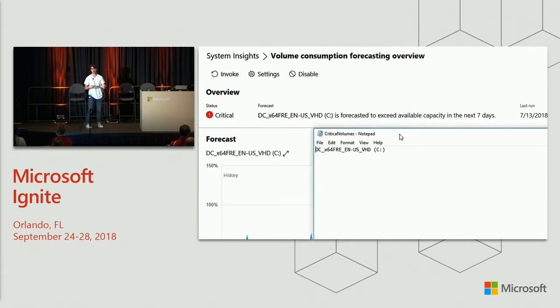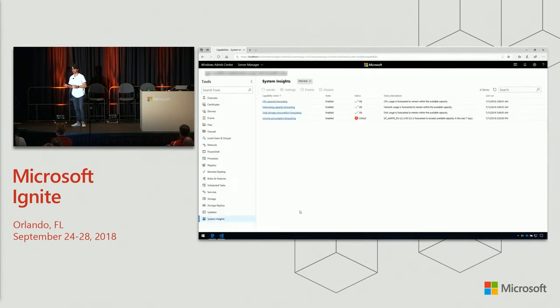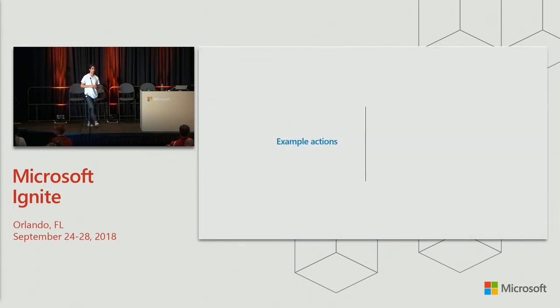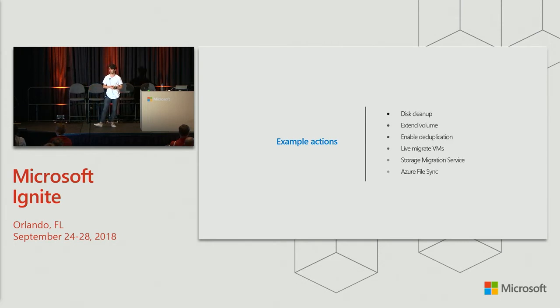So I know this is a trivial example, but hopefully it illustrates how you can configure custom actions to be automatically invoked based on the results of the capability. Some possible actions that we think could be interesting in the context of these capabilities: you might want to run disk cleanup, extend volume, or enable deduplication. You could live migrate VMs, or even integrate with new services like Storage Migration Service or Azure File Sync. So for my next demo, I wanted to focus on Azure File Sync.